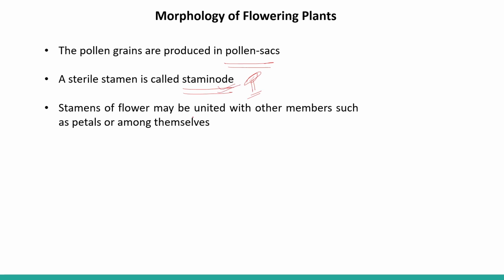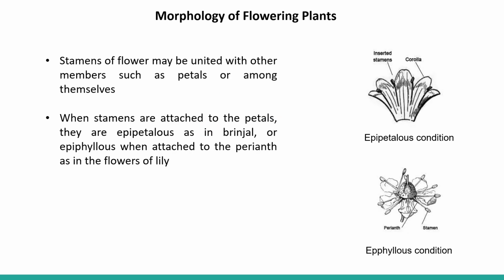The stamens of a flower may be united with other members such as petals or among themselves. Here we are going to study about that. Okay, so when the stamens are attached to the petals, it is called epipetalous. For example, it is found in brinjal. So here you can see the stamens are attached to the petals. So that is why it is called the epipetalous condition, and it is found in brinjal.